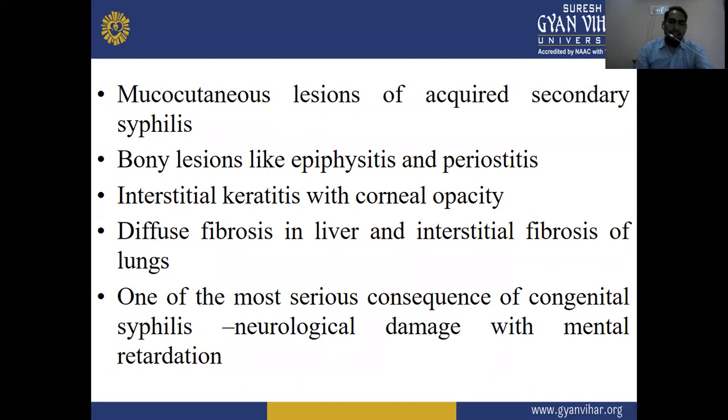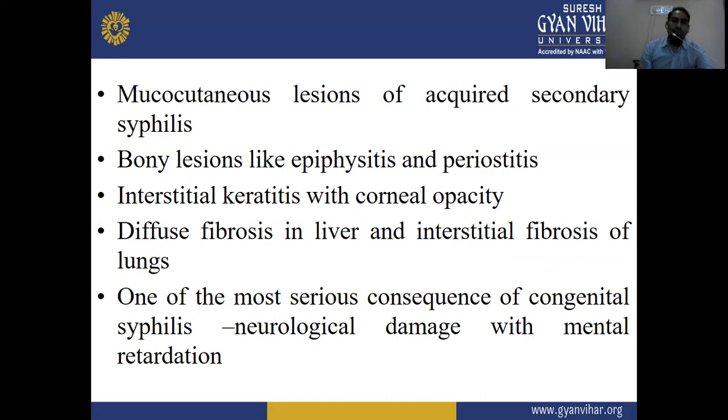Next one, interstitial keratitis with corneal opacity. Interstitial keratitis is an inflammation of the tissue of the cornea. And next one, corneal opacity. Corneal opacity is a disorder of the cornea. It occurs when the cornea becomes scarred, which stops light from passing through the cornea to the retina and causes the cornea to appear white or clouded over.